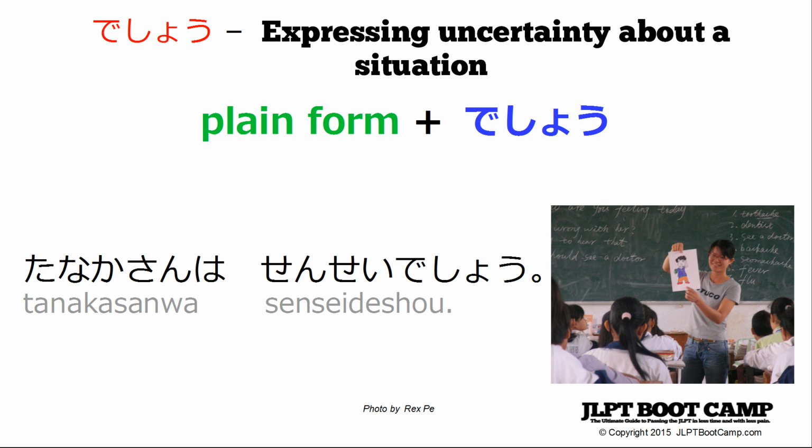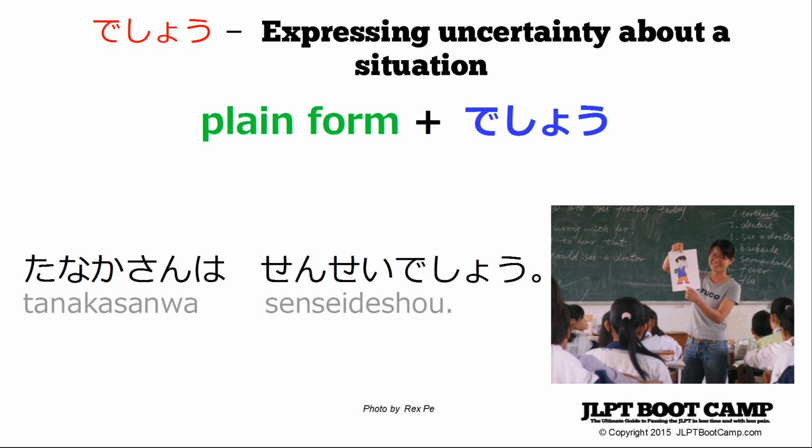For example, Tanaka-san wa sensei deshou. So Tanaka-san, Mr. Tanaka. Wa, topic marking particle. Sensei is teacher. And deshou is you're expressing your uncertainty that Mr. Tanaka is a teacher, is a sensei. So you're guessing, you're pretty sure, but you're not 100% sure that he is a teacher.